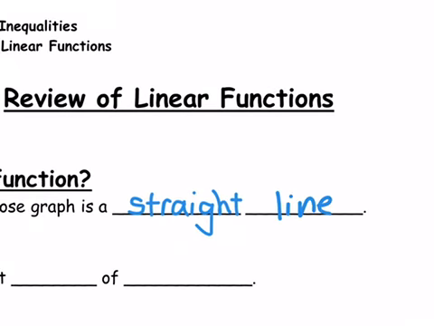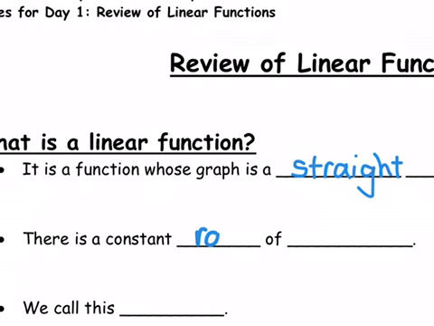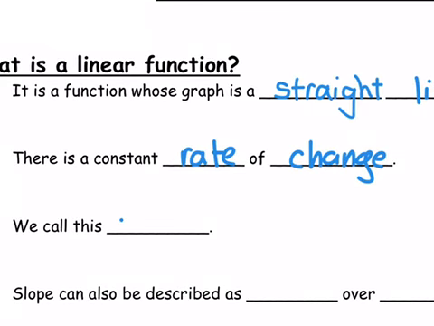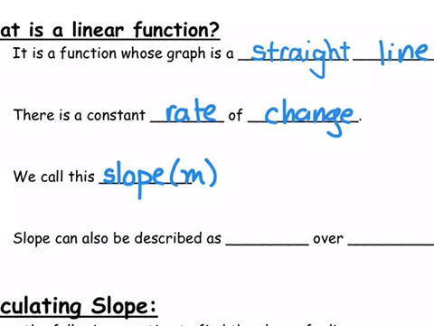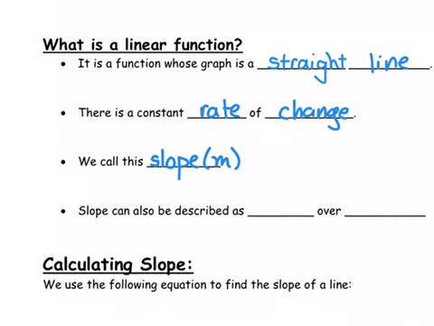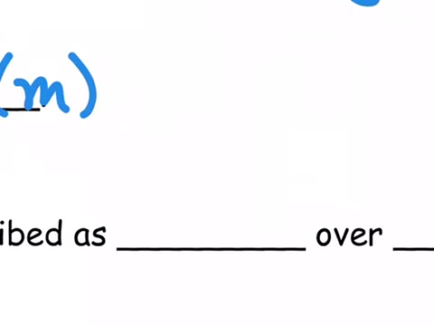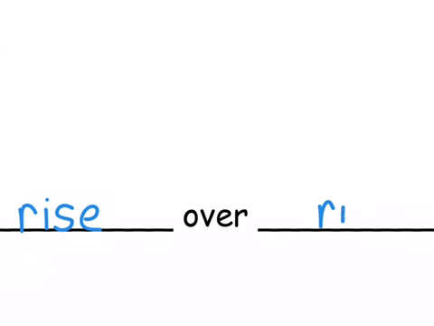And that graph is going to have a constant rate of change, and we call that constant rate of change a slope. And we are going to work on calculating slope today. Let's go ahead and make sure we call our slope m, because that's what we're going to call it in the slope-intercept form, and that's mostly what we're going to be using to graph here. And our slope, another way of describing slope, would be rise over run.